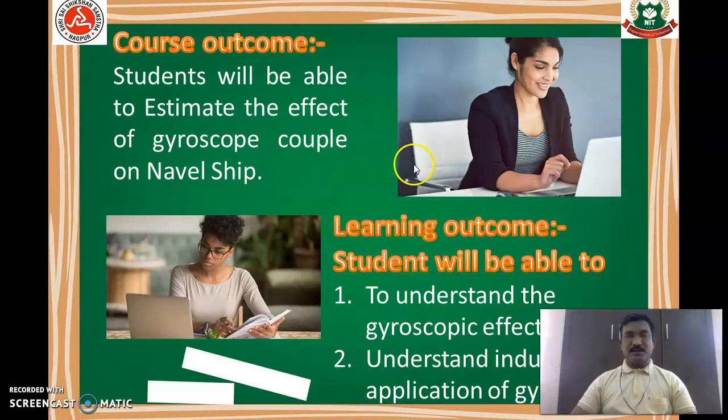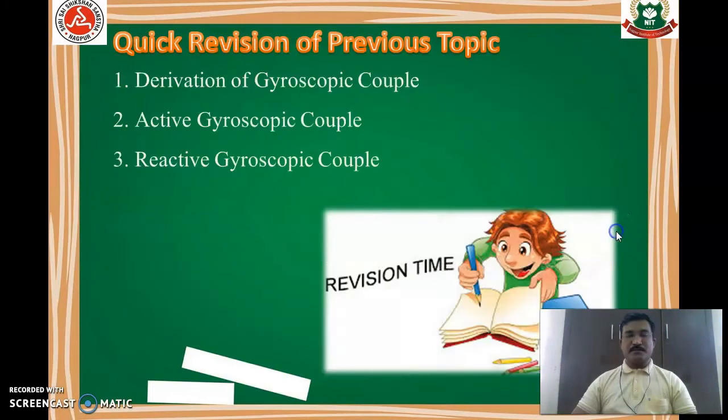Before starting our numerical, first we will see the outcome of the course, which is to estimate the effect of gyroscopic couple on a naval ship. It means you will be able to find out the effect of gyroscopic couple on a naval ship. The learning outcome of today's lecture is you will be able to understand the gyroscopic effect and you will understand the industrial application of gyroscope.